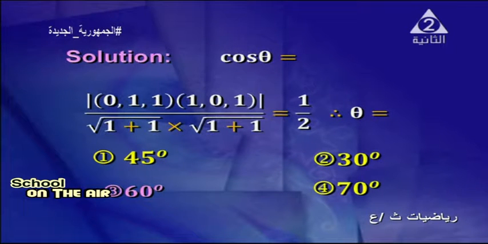Remember, my dear student, if we have two lines and are required to find the measure of the angle between them, what is the rule? Cosine theta equals the absolute value of d1 dot d2 over norm d1 times norm d2. In this case, cosine theta equals 1 over 2, then theta equals 60 degrees.